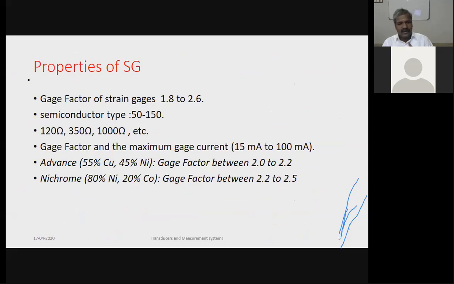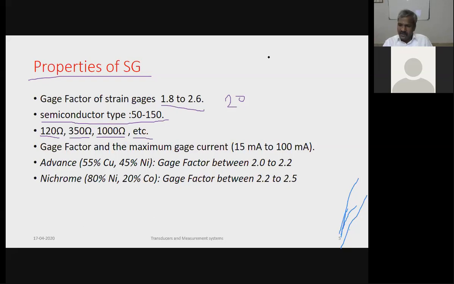The properties of strain gauge. What are the properties? The gauge factor of a strain gauge mostly varies from 1.8 to 2.6, in some cases up to 20. Whereas the semiconductor type strain gauge has 50 to 150. Then the nominal values of the gauge elements are 120 ohm, 350 ohm, 1000 ohm, etc. These are all called nominal values.